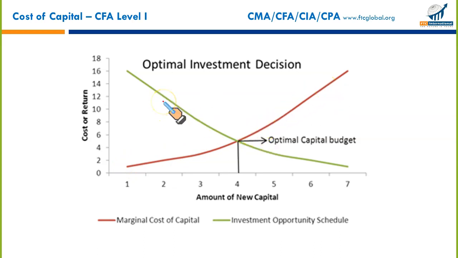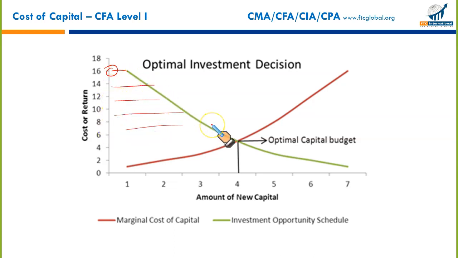Now look at this green one, the investment opportunity schedule, called IOS. Now let us try to make sense of this curve. The company will invest the first tranche of money where the return is the highest. Subsequent investments will offer lower returns, because the company will try to invest as much funds as possible at the higher rate of returns. The remaining amount will then be distributed among those projects offering lower returns.